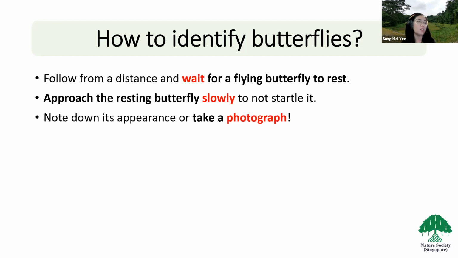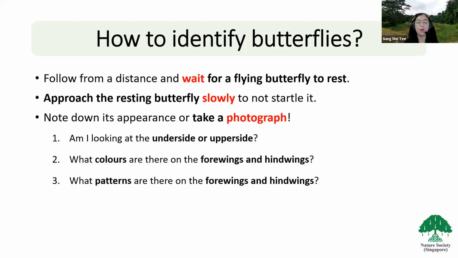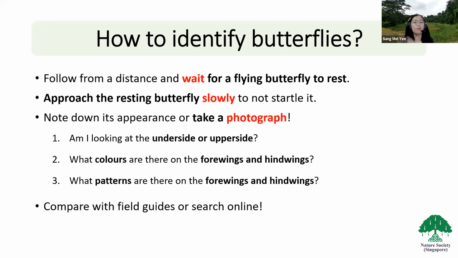Now, when you're close enough to the butterfly, you can start seeing the colors and patterns. So if you have a camera or phone with you, take a photograph of it, okay? If you do not, then you want to start noting down its appearance, okay? By answering these questions, note down your answers. Are you looking at the upper side or underside? What colors do you see on the forewings and the hind wings? What patterns are there on the forewings and the hind wings, okay? And with either your description or the photograph that you have taken, you can go back and compare with field guides or search online, okay?